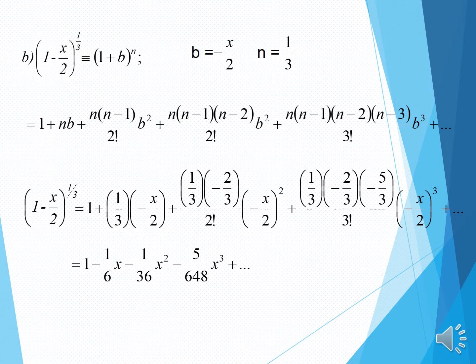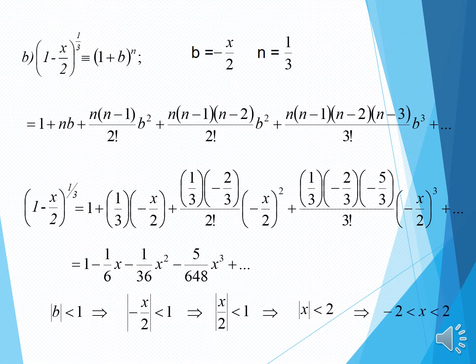The expansion is valid for modulus b less than 1. Modulus negative x over 2 less than 1. To open the modulus symbol, the answer is negative 2 less than x less than 2.